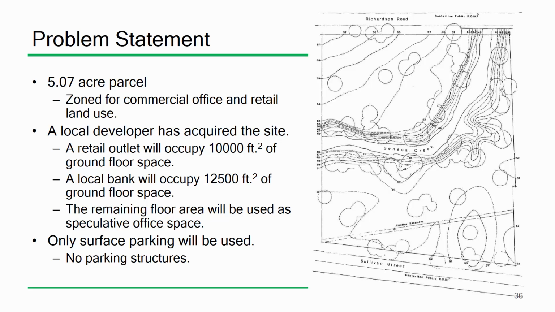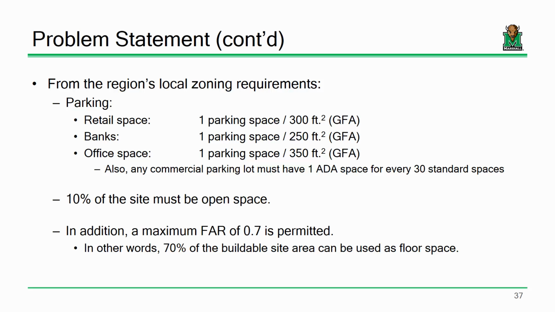Now, the developers also asked that only surface parking be used, so no parking structures. They don't want to spend the money. Sound good? All right. Now, here's some stuff from this region's local zoning requirements. We'll say that this building is being built in Michelson County. So here are Michelson County zoning requirements. For retail space, parking is dictated to be one parking space per 300 square feet of ground floor area.